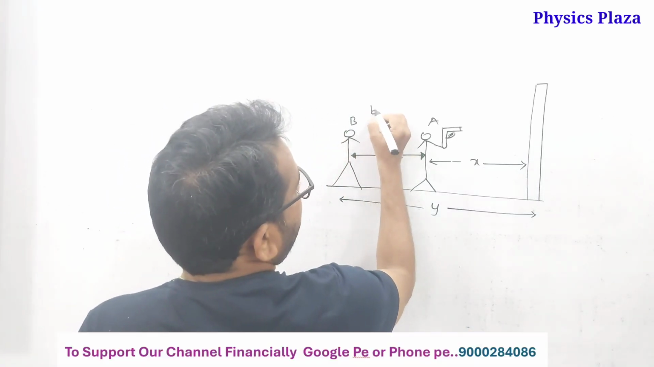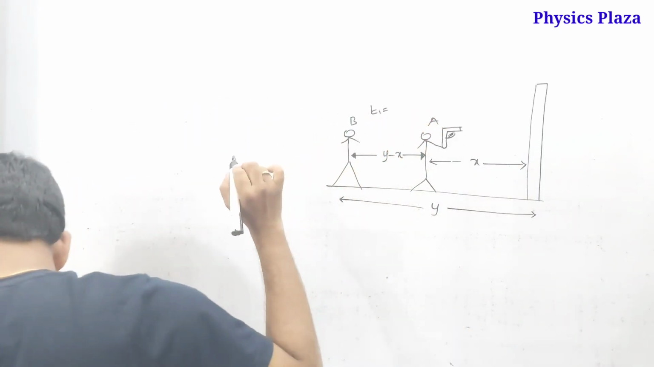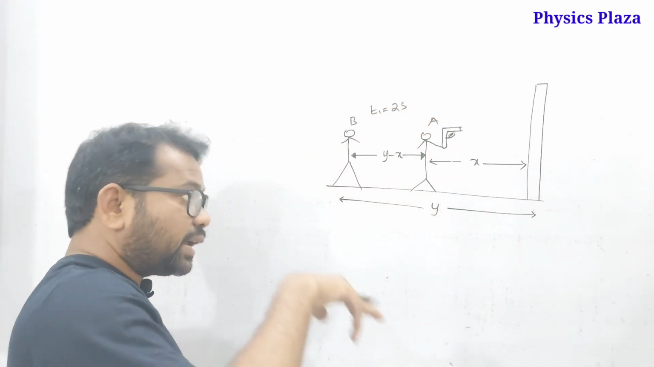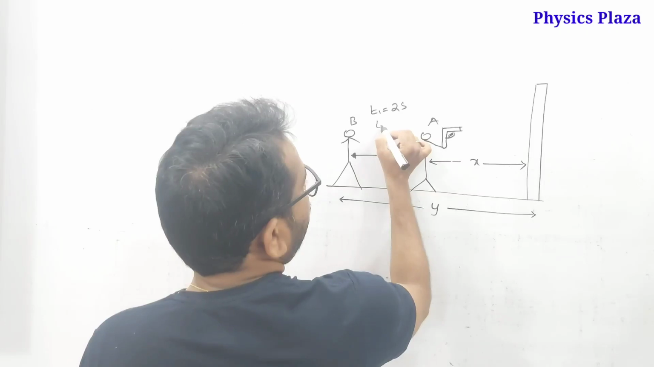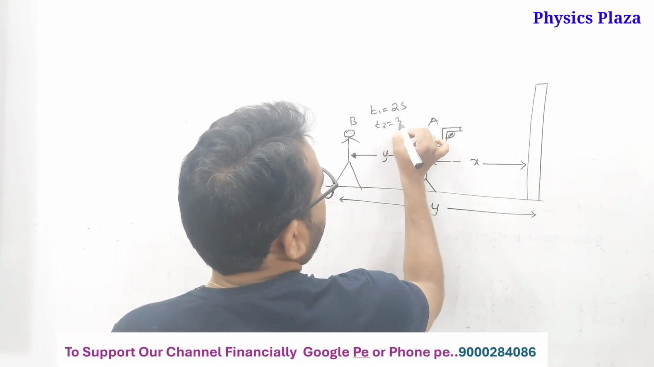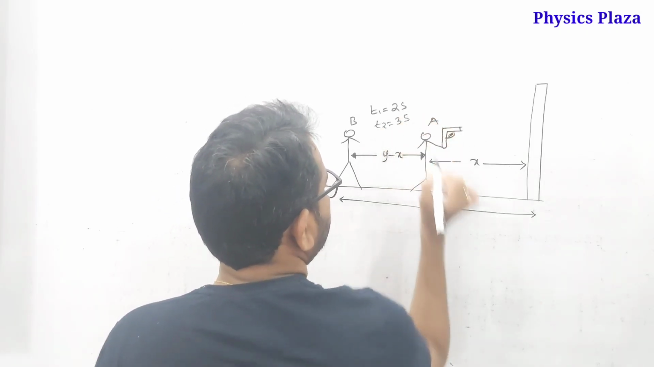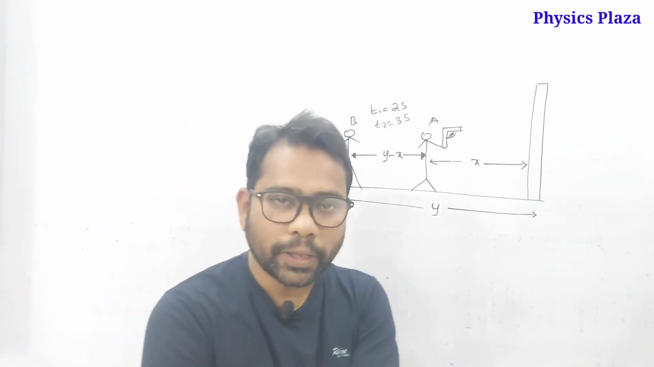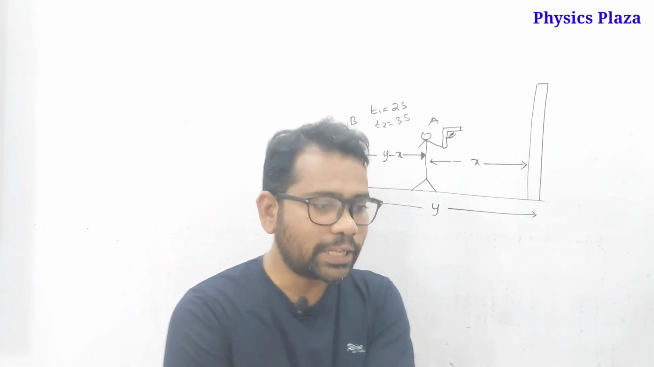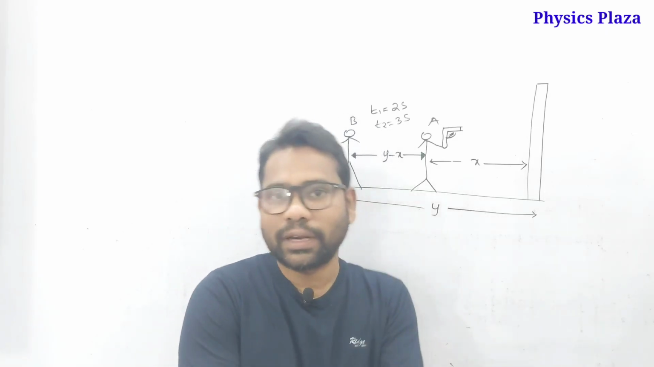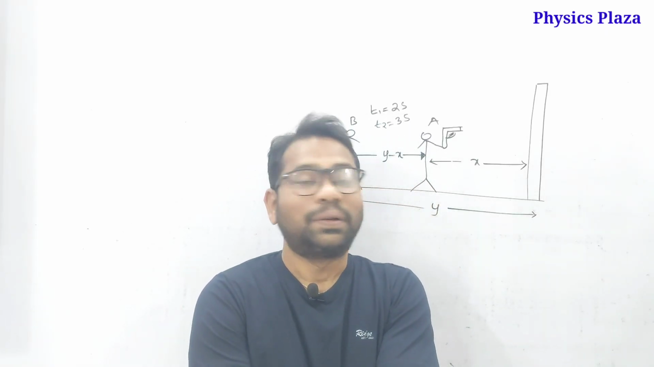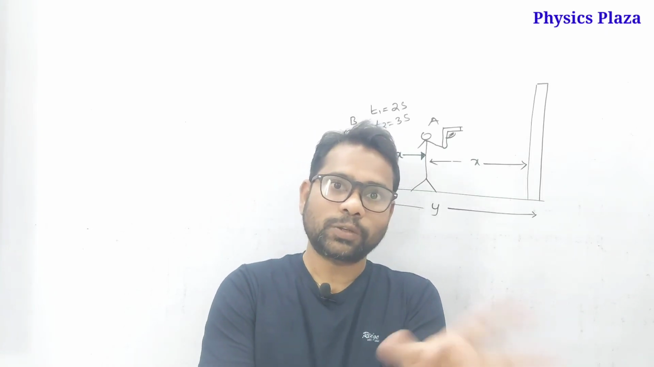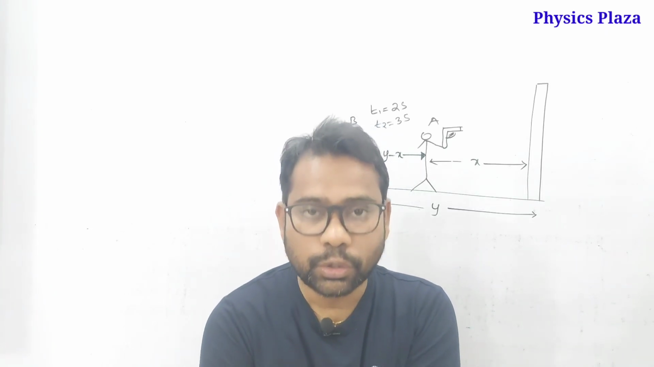The first sound he can hear, as per the question, is at 2 seconds. The second sound he can hear is at 3 seconds. Then they are asking us to find the x value and y value. Now you may get one doubt, sir: let us take v is equal to d by t and calculate d. No, it is not that here. Yes, echo is also involved, but you can't use v is equal to d by t.